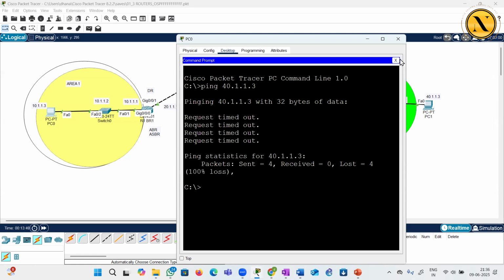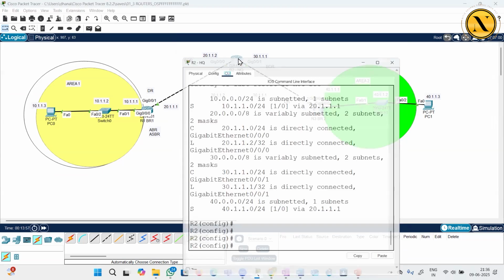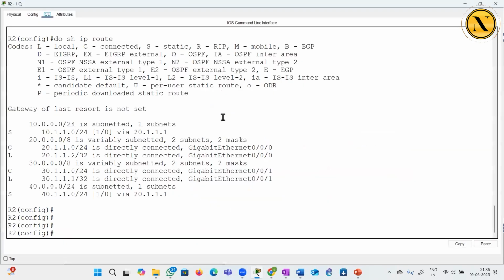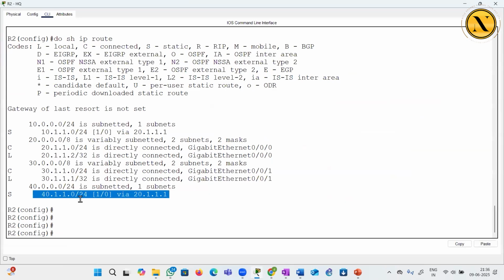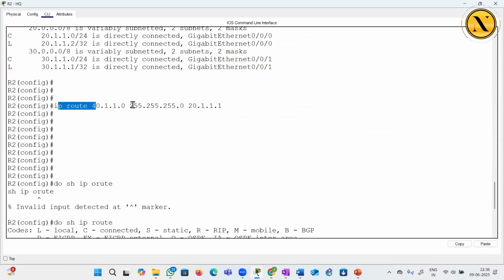No, it didn't ping. Why? Sir, because while taking 40.1.0, you took 20.1.0, I guess, not 30. Did I not change it? I made it 40. 40, see? But via, it should be 30, right? No, it should not be 30.